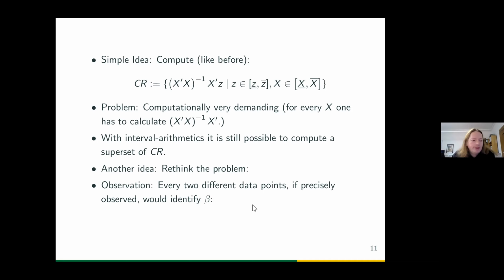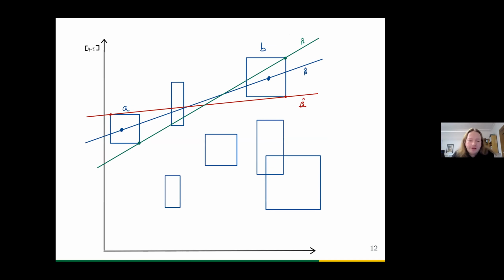And the idea is based on the following simple observation. If I have two different data points and assume that they are precisely observed, then we could identify this beta, so the slope and the intercept. And now we only want to look at the intercept. And I have made here a picture. So you have some 1, 2, 3, 4, 5, 6, 7 interval-valued data points.